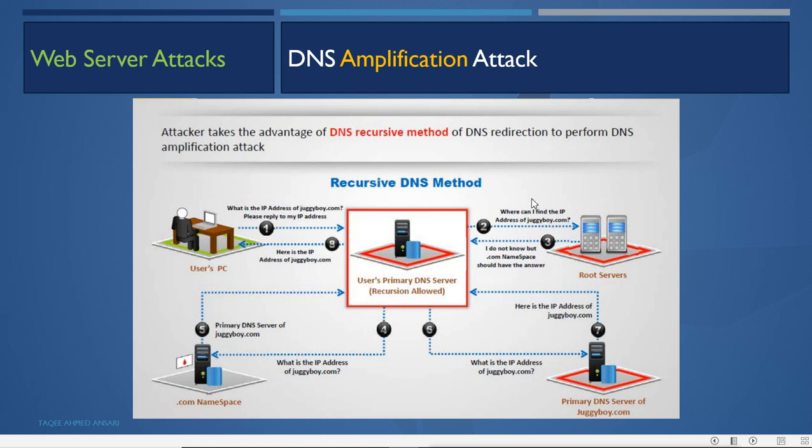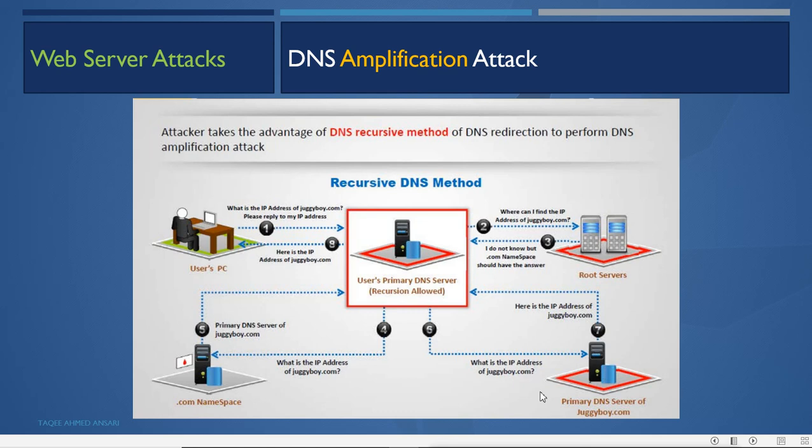The root DNS server sends the response that it doesn't know about this, and to go to the .com namespace, which should have the answer. That means .com is the top level DNS server. So the root DNS server says to go to that DNS server and there you will find the reply. Now this DNS server sends a request to that .com top level DNS server, and that top level DNS server checks its record whether this DNS server is registered or not.